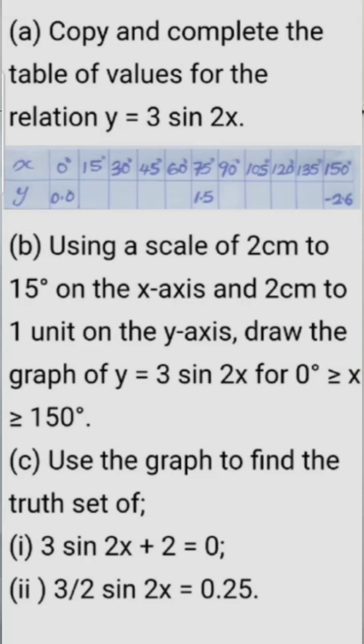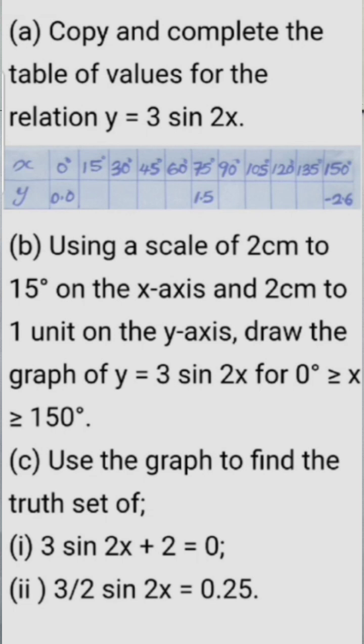A says copy and complete the table of values for the relation y equals 3 sine 2x. That's the table. B says using a scale of 2 centimeters to represent 15 degrees on the x-axis and 2 centimeters to represent 1 unit on the y-axis, draw the graph of y equals 3 sine 2x for values of x ranging from x greater than or equal to 0 to x less than or equal to 150 degrees.